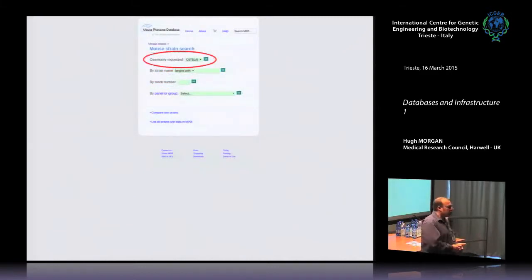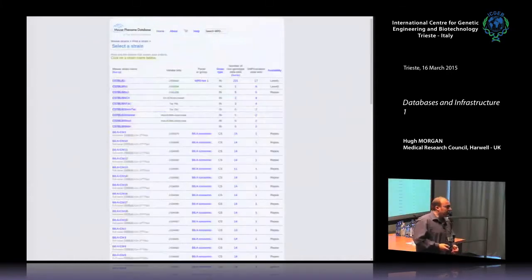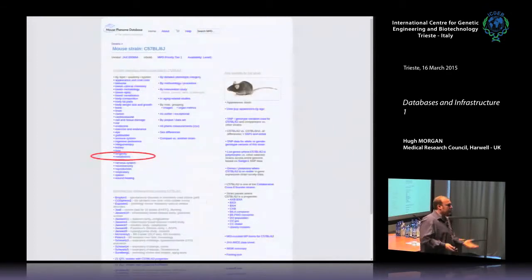In this instance, I'm going to select black 6, the C57 black 6. This brings up a list of all the strains that are derived from this. As you can see, there are very many, so there is an awful lot of information on this site. It's likely you're going to be able to find your strain of interest. I'm going to select black 6J, one of the most common ones. And this brings up another page with links to all the different phenotypic areas for which there's data.